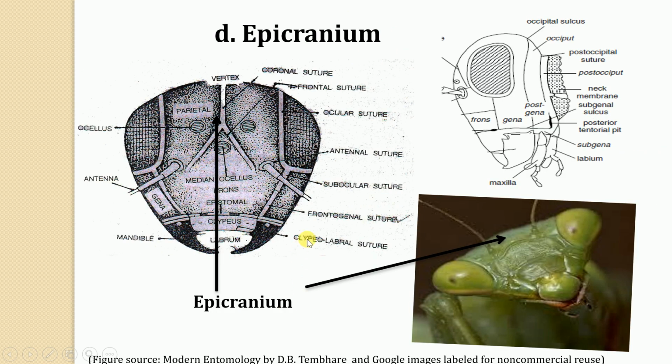The next one is the epicranium. The epicranial suture separates the epicranium from the frons.